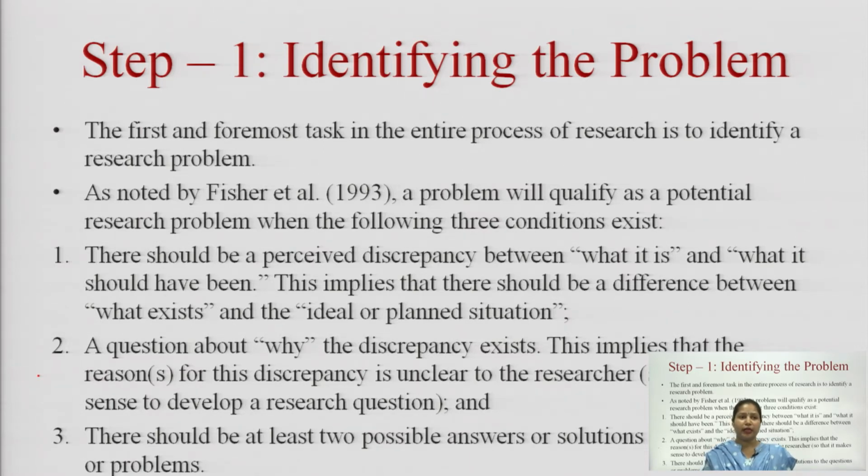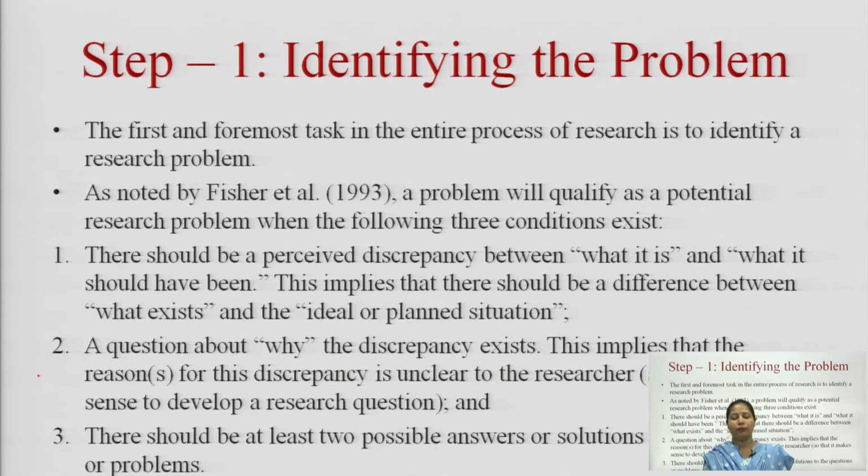As noted by Fisher et al. in 1993, a problem will qualify as a potential research problem when the following 3 conditions exist. These are the 3 conditions according to Fisher through which we can identify a research problem. If any problem matches these points, then it is a research problem. The first is, there should be a perceived discrepancy between what it is and what it should have been. It means what the result actually is and what we expected it to be, what is the difference.